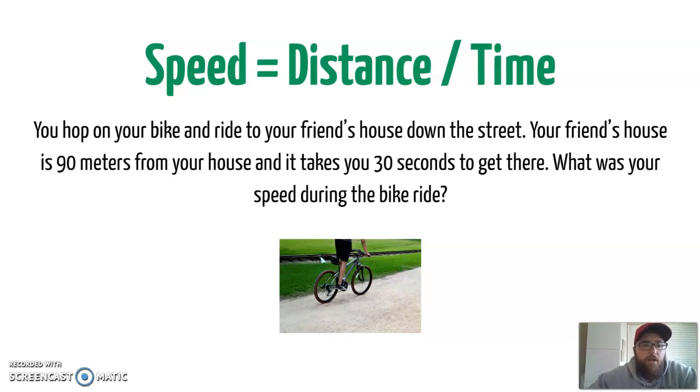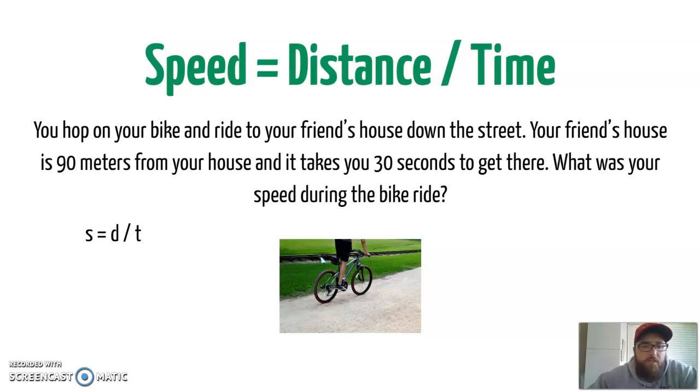So you hop on your bike and ride to your friend's house down the street. Your friend's house is 90 meters away from your house, and it takes you 30 seconds to get there. What is your speed during the bike ride? All right, here's what I mean by showing your work. Everything that you see pop up on the screen would be considered showing your work. So the first thing you want to do is write out your formula. You can abbreviate that. For speed equals distance over time, we can just write S equals D over T.